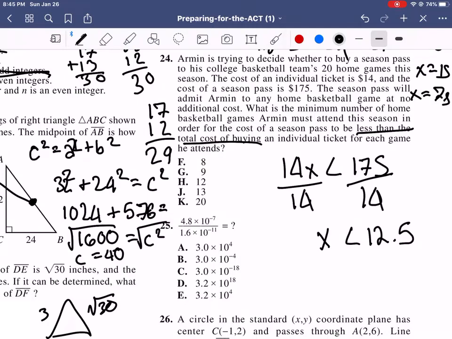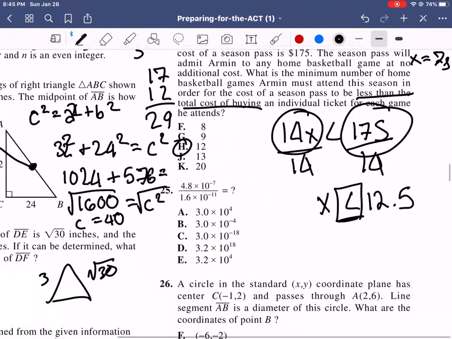So what is the minimum number of home basketball games Armin must attend this season in order for the cost... Because this one is individual, and this one is season pass. Season pass needs to be more cost effective than the individual tickets. So of course it has to be less than. So I think it'd be 12.